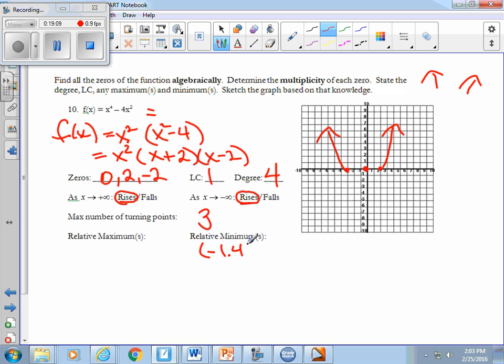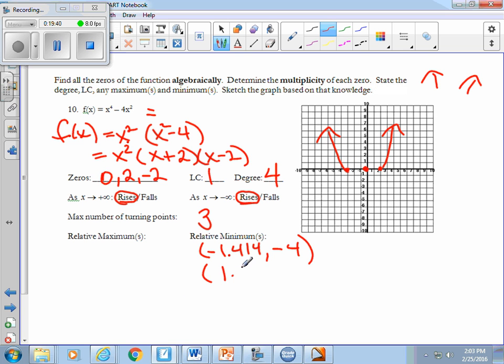Okay, so I look at the end behavior. These are both going up. So as x goes to the right, I go up. As x goes to the left, I go up. I don't know why, but sometimes I get confused.